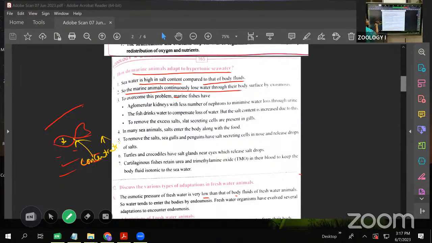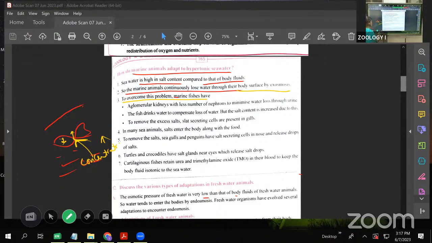For compensation purposes, since the outer side has more salt, they are losing water every time. They lose water through their body surfaces. They lose water through exosmosis. To overcome this problem of dehydration, marine fishes have some adaptations.